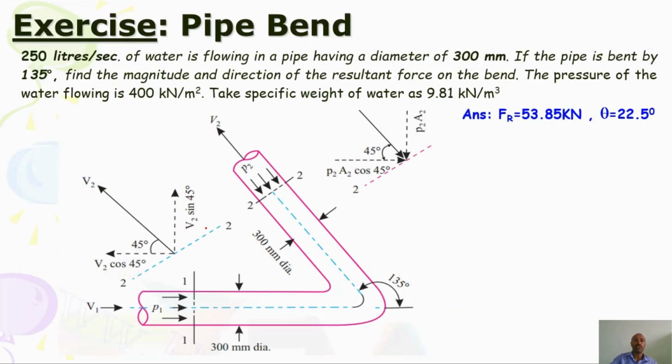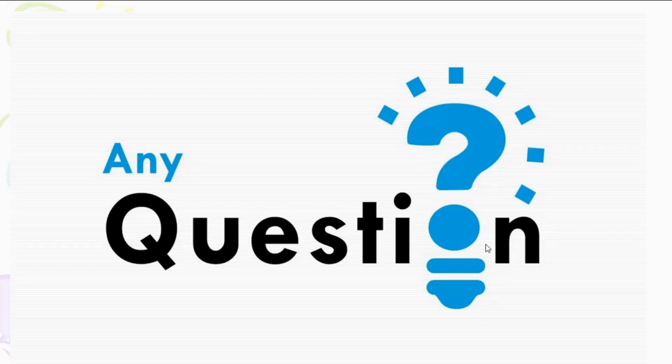So as an exercise, please do this one: if the bend is 135 degree in this direction, what will happen? You have to construct the components, then finally you will find the resultant force, this one, and theta, this one. So I hope you will find it as an exercise.